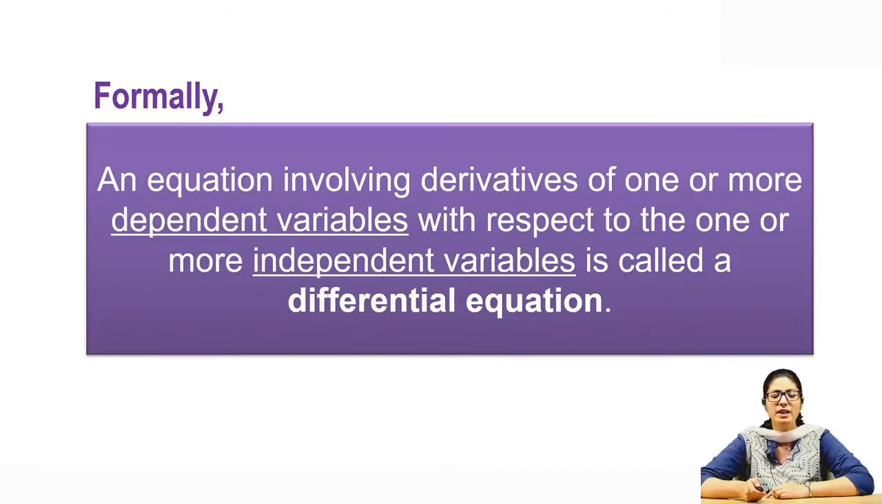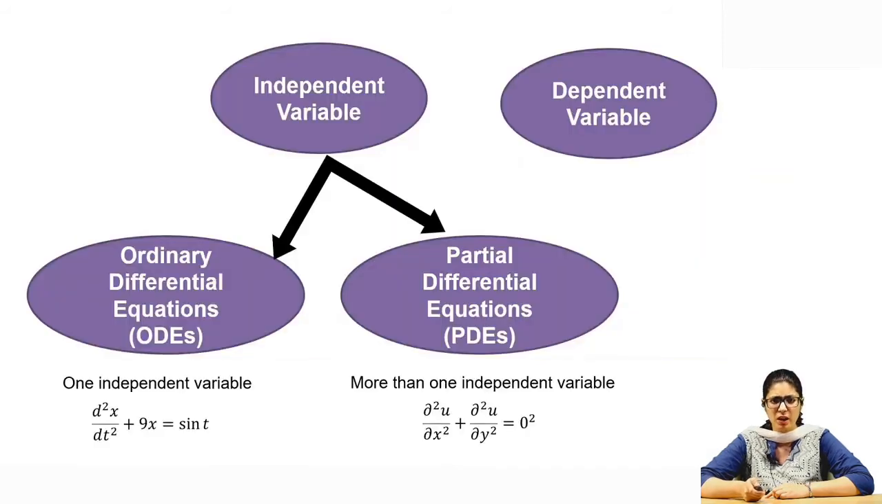So, formally we can define a differential equation by stating that it is an equation which includes derivatives of one or more dependent variables with respect to one or more independent variables. Now notice here we have two terms, one is dependent variable and another one is independent variable. So what is this dependent and independent variable? In order to understand that, let's take an example.